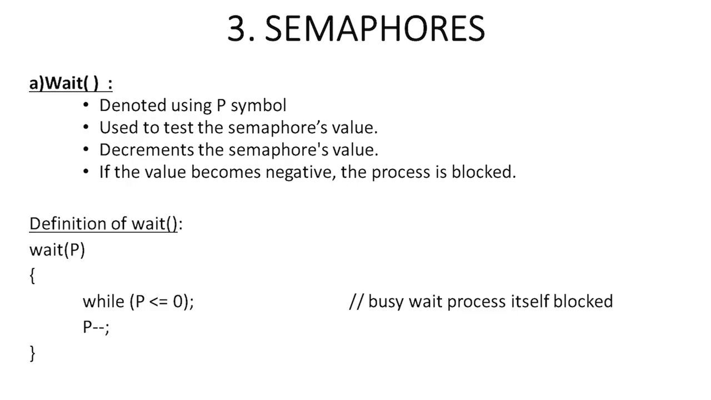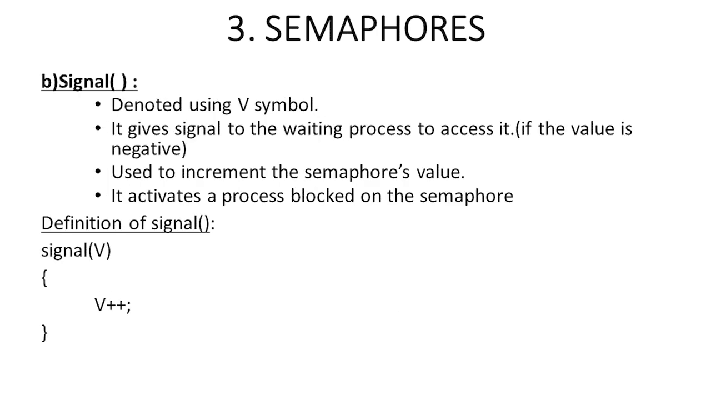So this is the wait function, which is denoted by the P symbol. The function is used to test the semaphore value. It decreases the semaphore value. If the value becomes negative, the process is blocked. The next function is signal, denoted by the V symbol. It gives a signal to the waiting process to access. It is used to increment the semaphore value, and it activates a process blocked on the semaphore.